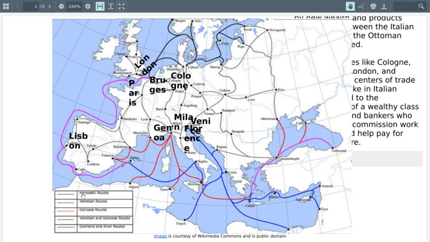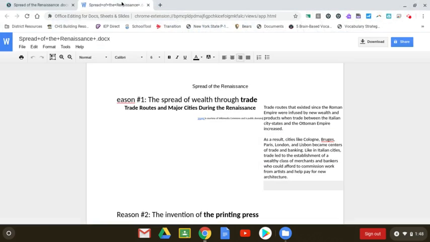And then down here are the colors of the routes. Overland and river routes are the dots. The Venetian and Genoese routes are the darker purple. The Genoese routes are red. The blue routes are the Venetian routes. And the black routes are the Hanseatic routes. Okay, so let's go and do the reading now. We're going to go back to this side.